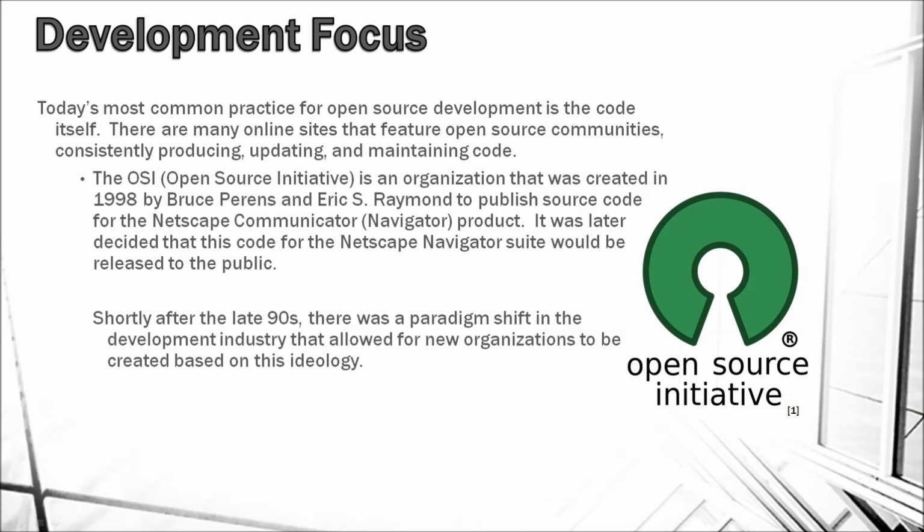When focusing on development, it's only normal to wonder where all this began. Today's most common practice for open source development is actually the code itself. So in 1998, the Open Source Initiative, or OSI, was enacted by Bruce Perens and Eric S. Raymond, who were originally part of the Navigator team, or Netscape Communicator. Shortly after the project faltered, it was decided to release this code to the public, and this created a paradigm shift in the late 90s for other organizations to start doing the same thing as well.